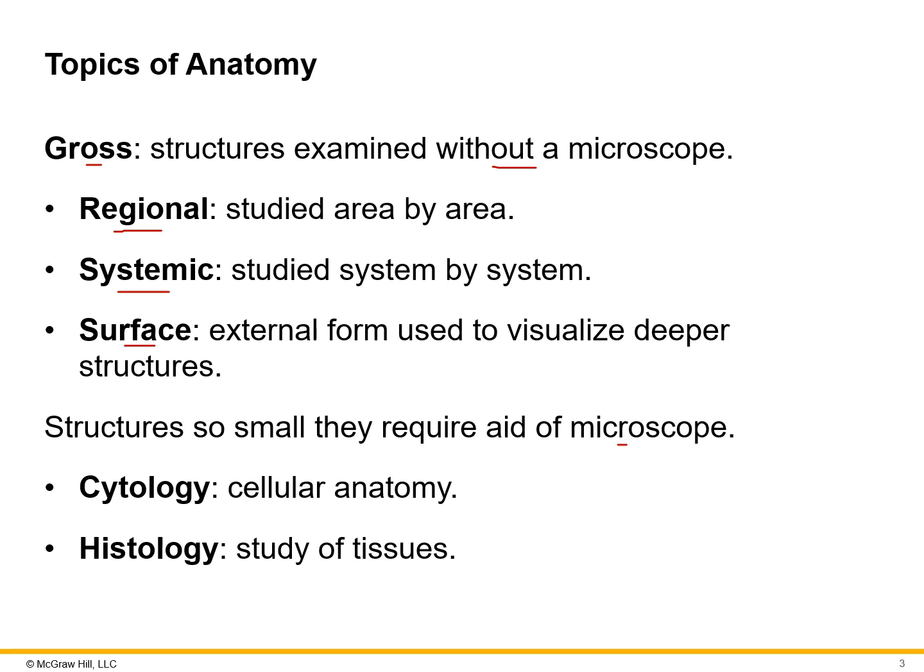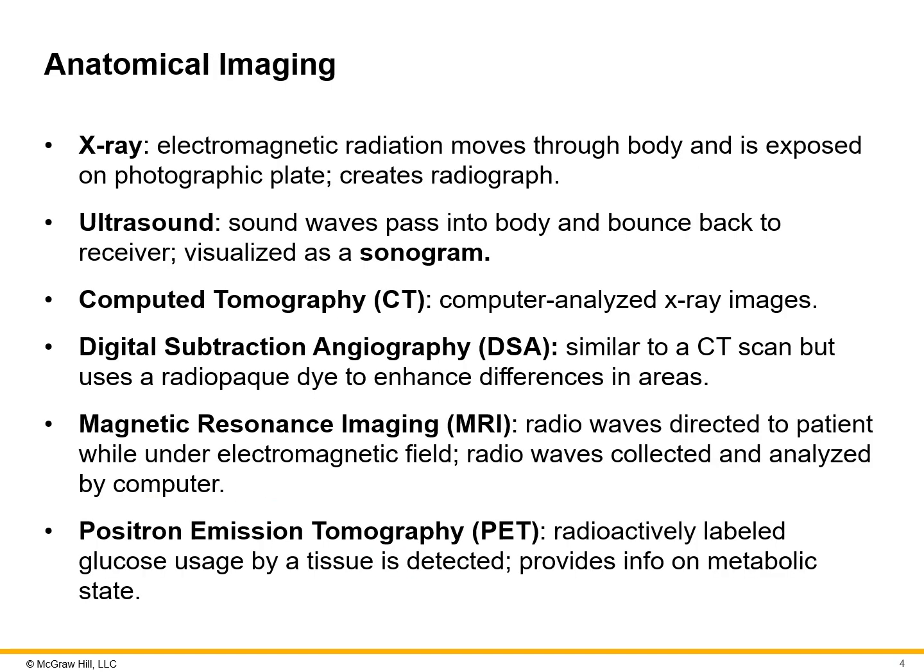And then the things that we need with a microscope are cytology. This is looking at cellular anatomy, and histology is looking at tissues. Now, how does all of this happen then? So there are quite a few things that we can use for imaging in anatomy.